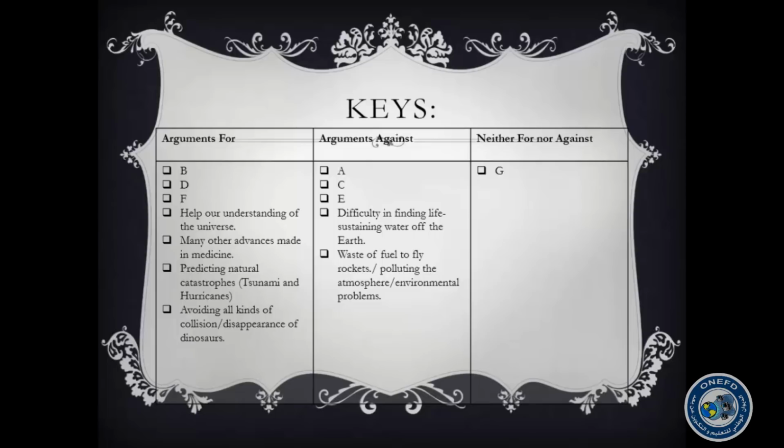And the middle column is for arguments against. So extracts A, C, and E are against space exploration, and again we added 2 other ideas to support these arguments against space exploration. For example, difficulty in finding life sustaining water off the earth, waste of fuel to fly rockets, polluting the atmosphere, environmental problems. Lastly, extract G is neither for nor against. It just speaks about space exploration in general, and that's it. Okay?